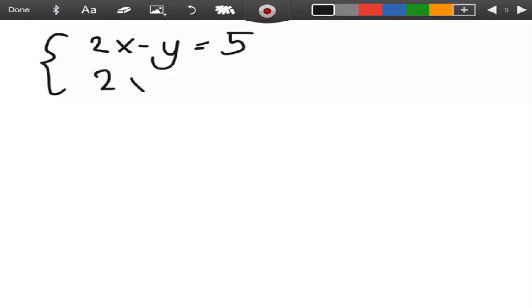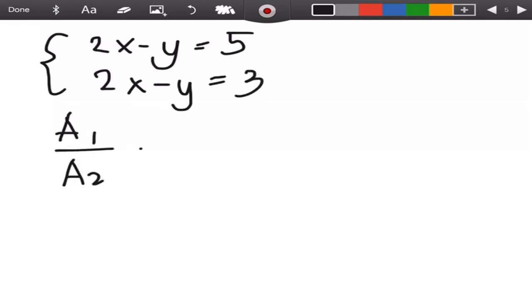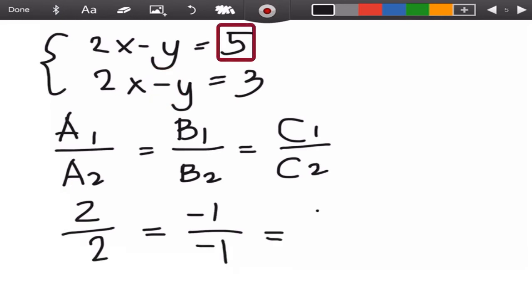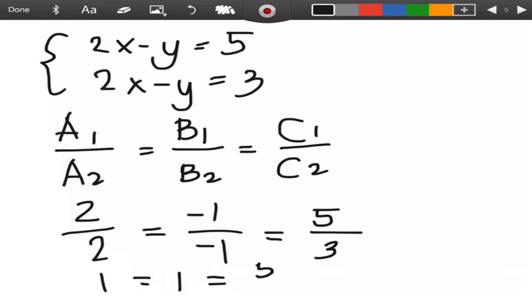Example number 3: 2x minus y equals 5 and 2x minus y equals 3. We will use the shortcut. Our a sub 1 here is 2, a sub 2 is 2, b sub 1 is negative 1, b sub 2 is negative 1, c sub 1 is 5, and c sub 2 is 3. So we have 2 divided by 2, that is 1, equals negative 1 divided by negative 1, that is also 1, equals 5 over 3.